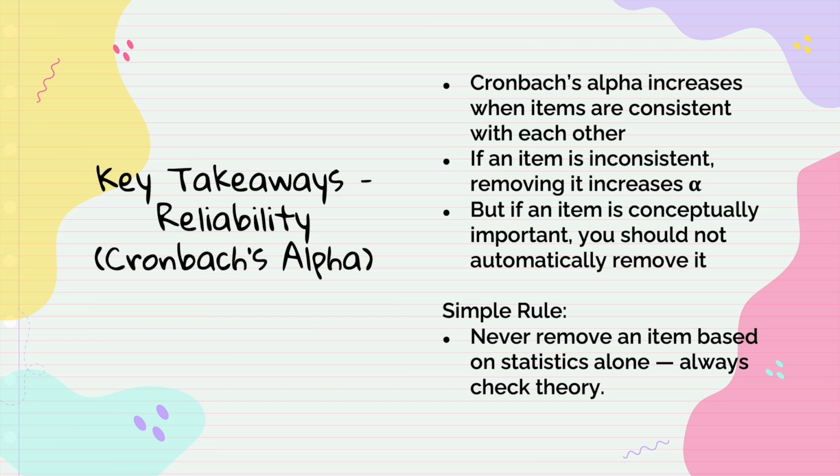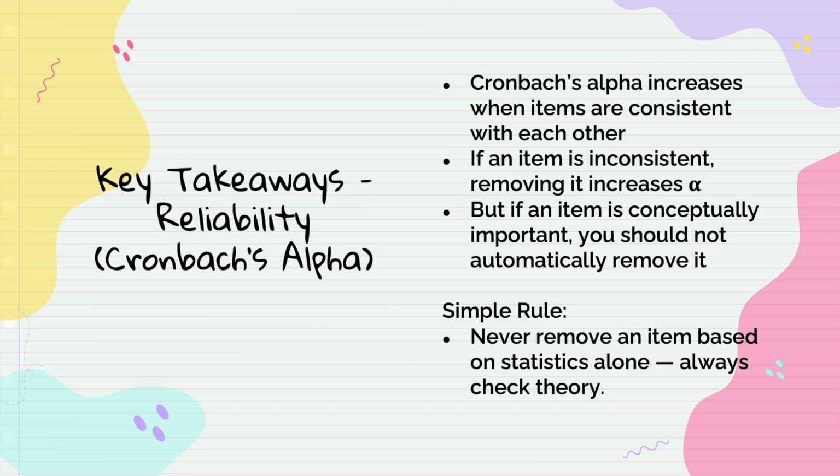Here are the key takeaways for reliability. Cronbach's alpha tells us whether survey items consistently measure the same idea. Higher alpha values mean we can rely on the scale for decision making. But alpha alone doesn't confirm unidimensionality. That's why we pair it with EFA.